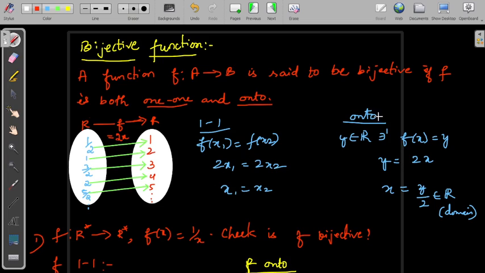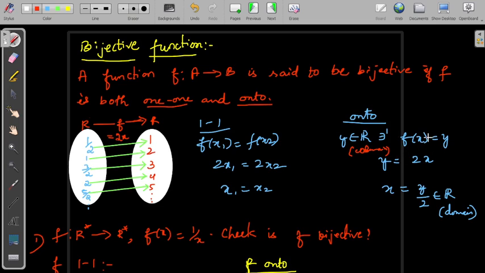For onto-ness, that is for surjectivity, take one element from the codomain. This y belongs to R, in the sense this is the codomain, such that f of x equal to y. We have to write y is the image of some x. That some x should belong to the domain, that we have to prove.